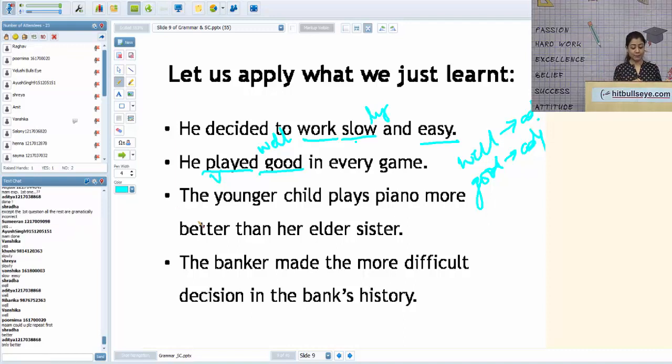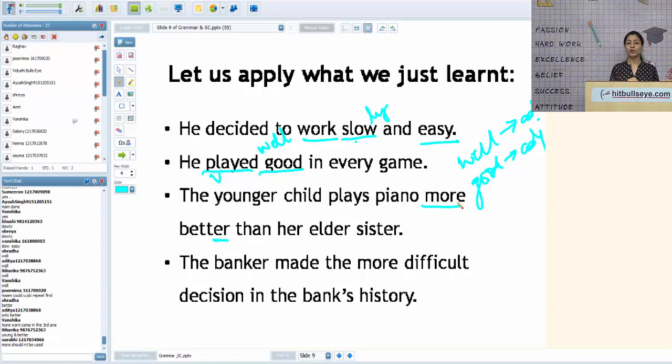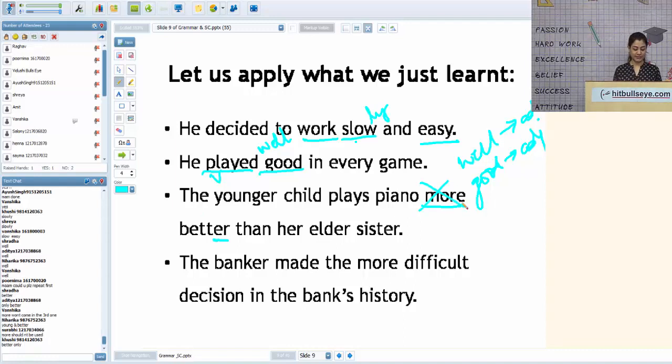Moving on to the third example. The younger child plays piano more better. We just learned this concept that both the er form and more will not come together. So the younger child plays piano better than her elder sister. This should be the correct form, removing more from the statement. Yes, you guys are right.